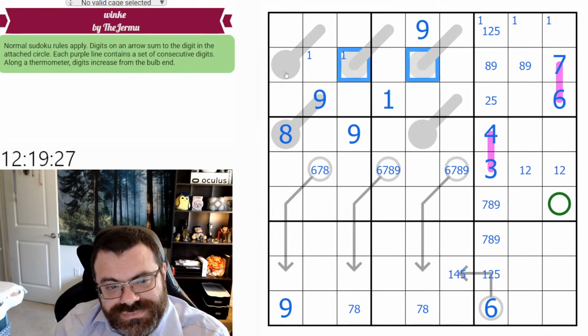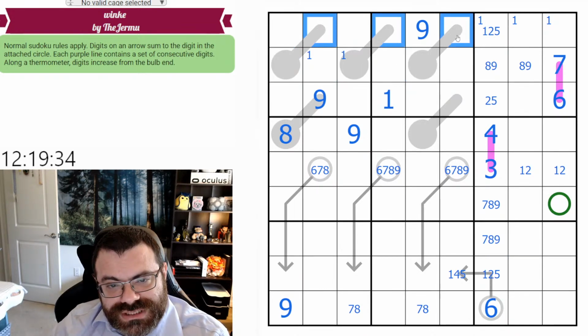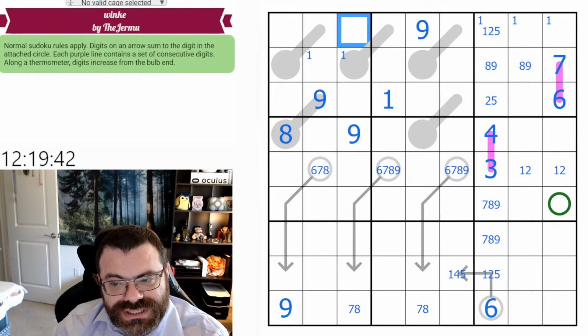So these are getting quite limited, aren't they? If these can't be 7 or 8, then these can't be 8 at all. And these can't be 8. And that can't be 8. So we can place the 8 in the row. And that's here.